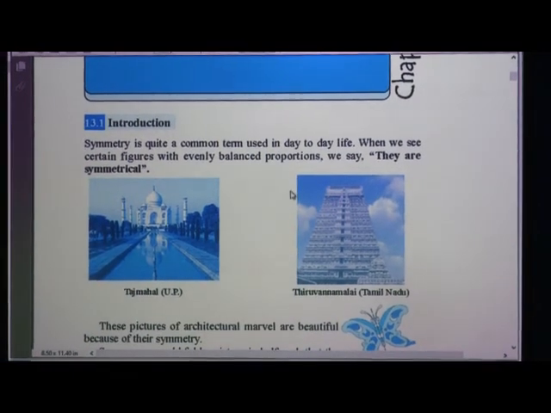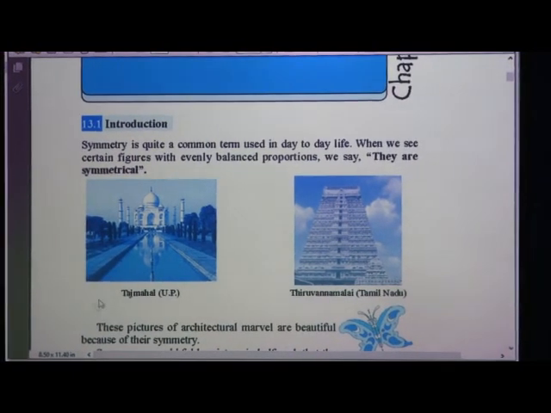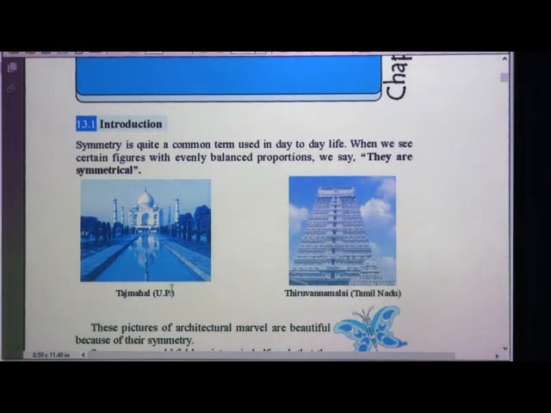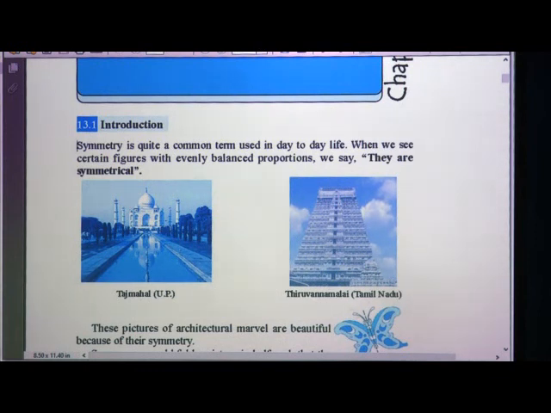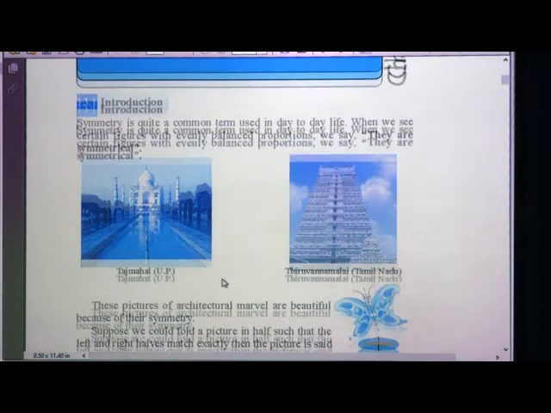You can see, for example, here the two images are given, that is Taj Mahal, which is in UP, and Tiruvannamalai, which is in Tamil Nadu. Can you find the symmetry between these two figures? When we divide this image into two equal parts, the two sides are identical, meaning they are the same. When we see certain figures with evenly balanced proportion, we say they are symmetrical. Thus we can say these both are symmetrical.